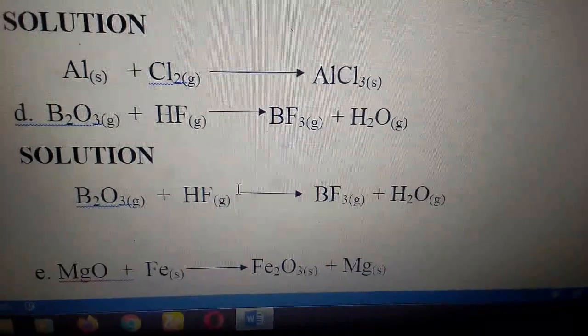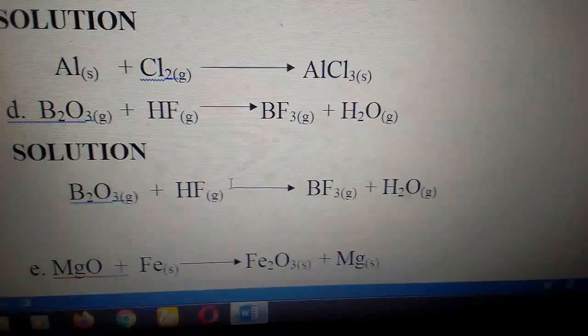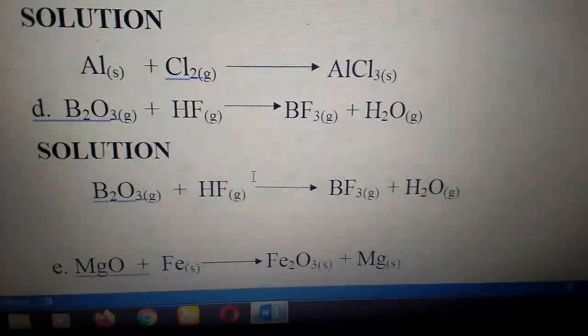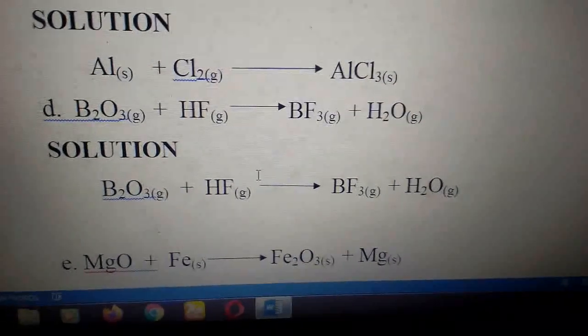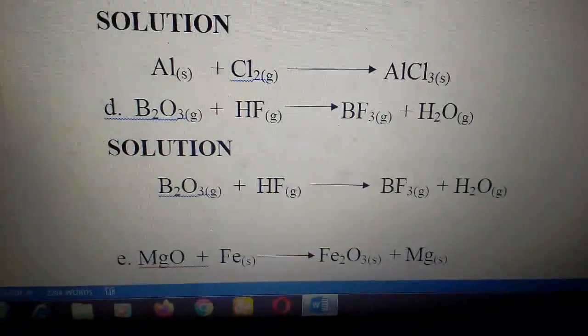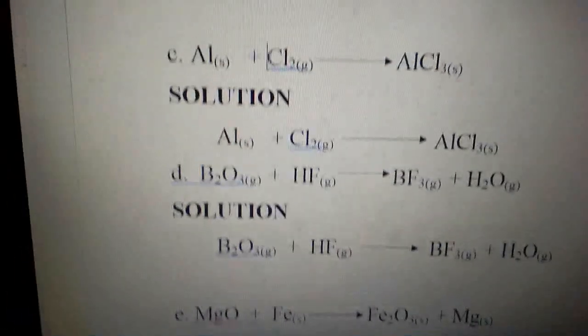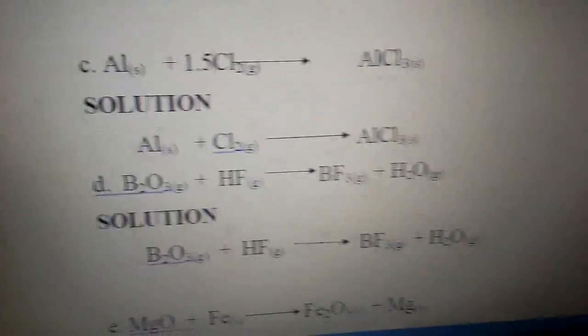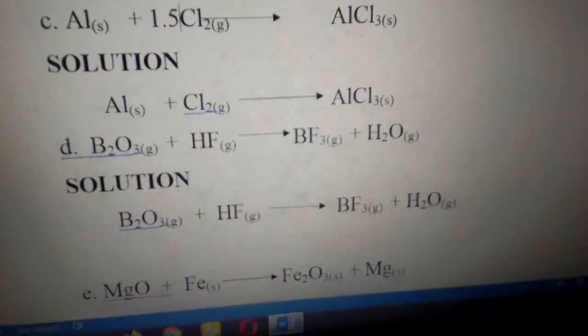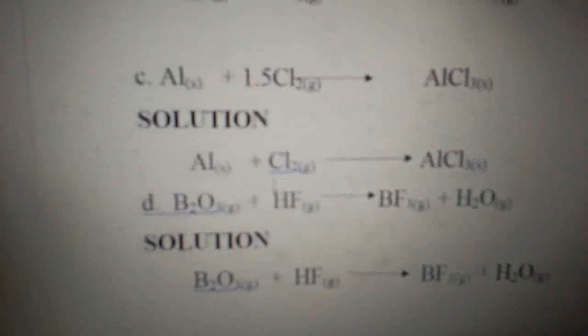And then 2 cannot divide 3 unless there is a remainder. So if we divide 3 by 2, we have 1.5. Remember that we have only chlorine to balance. We already have aluminum balanced. So to balance chlorine, we need to put 1.5 in front of chlorine on the left hand side, or reactant side. So 1.5 there.